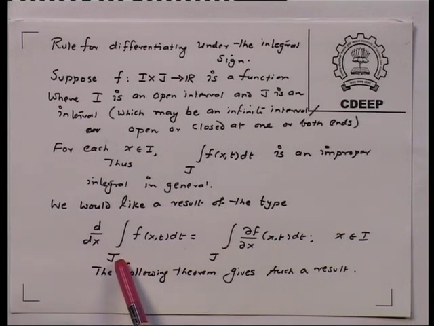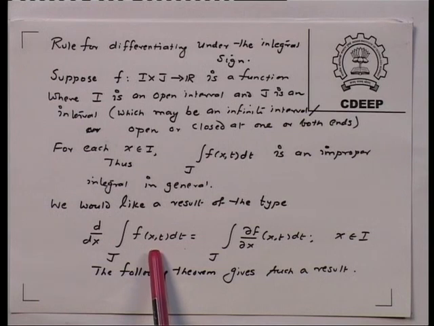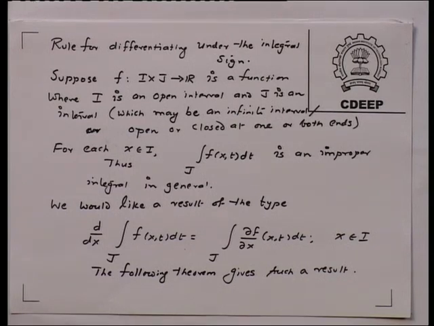A could be minus infinity, and B could be plus infinity. That's the point. This J could be an open interval. This integral here is an improper integral in general. That's the whole point. And so you want to prove a formula of this kind. Under what conditions will this formula be true? That's what you want, correct? You would like to have this in your toolkit. You want to know, when is it justified to take the d/dx inside the integral sign? It cannot always be done. You simply cannot differentiate under the integral sign without justification. You need to justify that step.